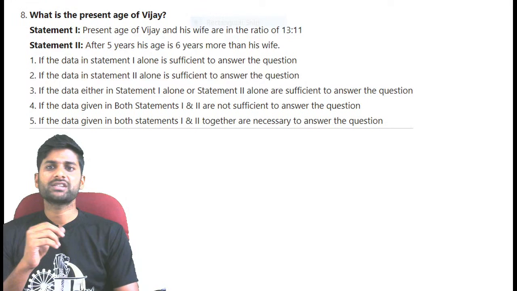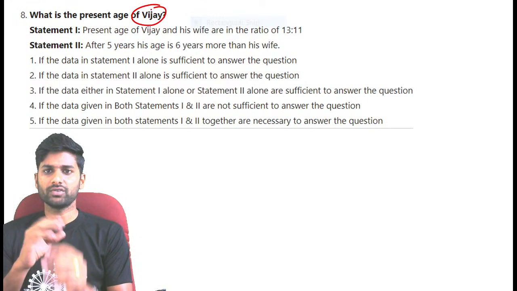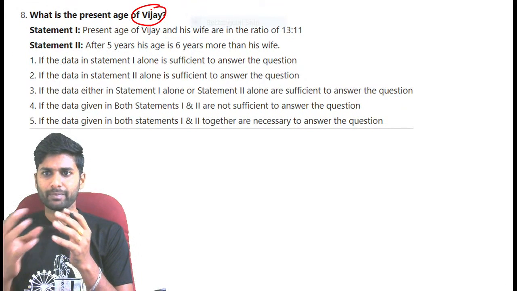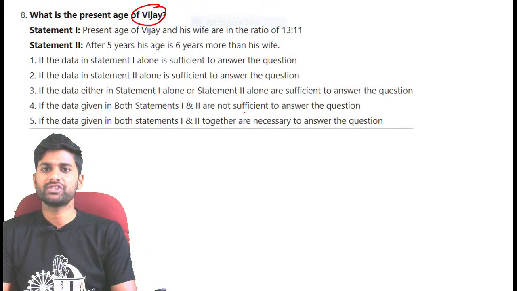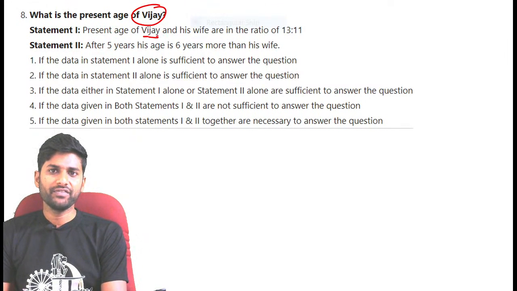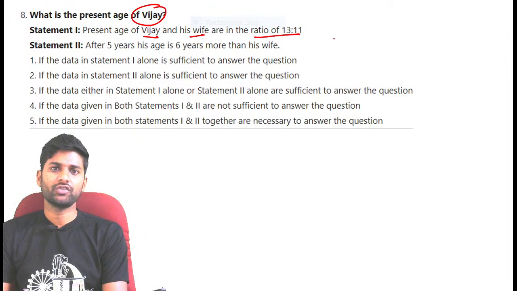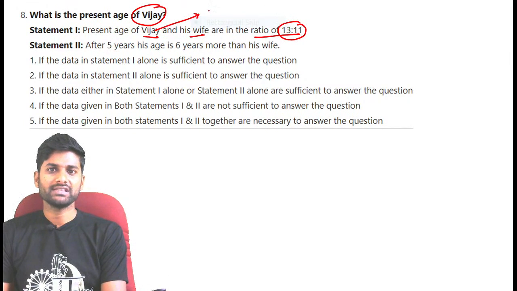Next one. What is the present age of Vijay? We want Vijay's age. So can we identify Vijay's age by using any of the statements? Yes, you need to just find out. The present age of Vijay and his wife is in the ratio of 13 to 11. See, they are given as a ratio. You just assume one thing, guys. Vijay's present age is 13x. Wife's present age is 11x.